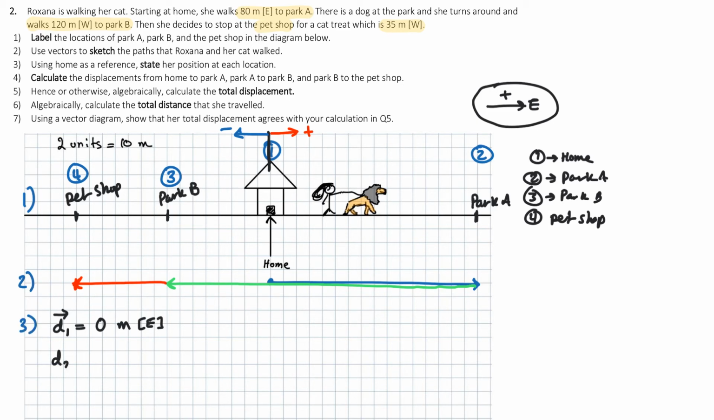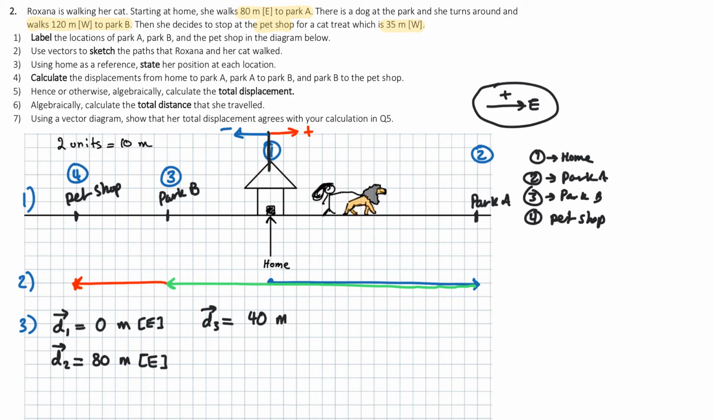Then I will do position 2. Position 2 from the reference point, here's my reference point. I can just count these, but I already know that it's 80 meters east. So from here to here, position 2 is 80 meters, in the east direction. How about position 3? Position 3 is Park B. From this reference point, I can just count: this is 10, 20, 30, 40 meters. So the magnitude is 40.